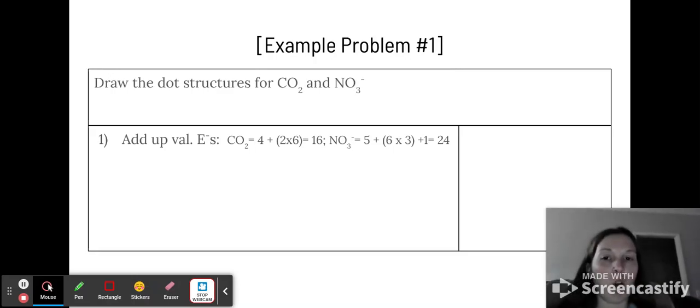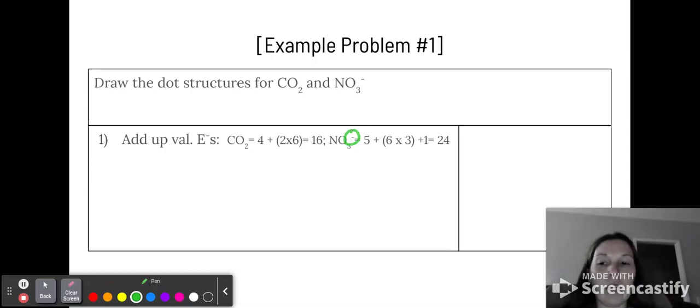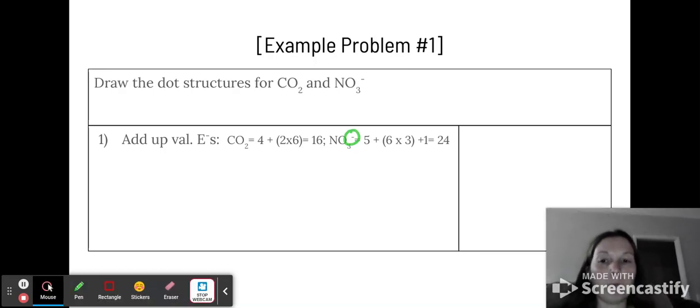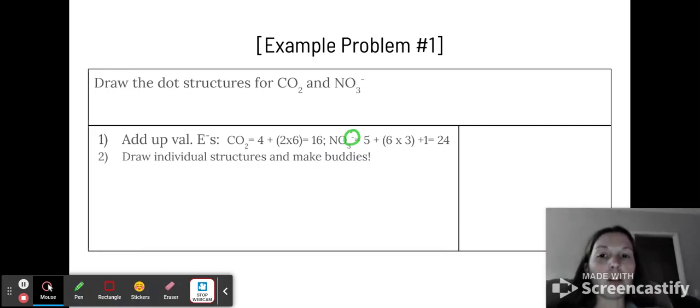4 comes from the carbon. There are 2 oxygens, each with 6, which is 12. So that gives you 16. Nitrogen donates in 5. Each oxygen has 6. So 5 plus 18 is 23, plus that 1 because of that negative charge there gives you the 24. So then you're going to draw the individual dot structures and make the buddies. Use brackets if needed if they've got a charge.